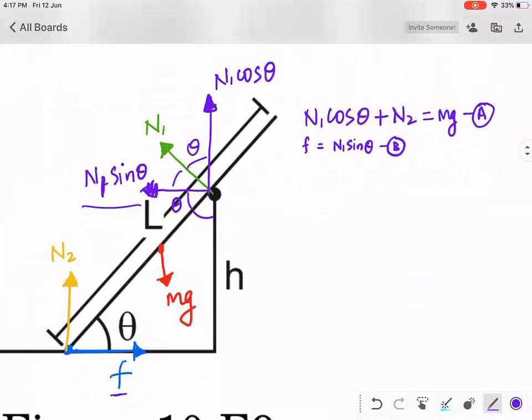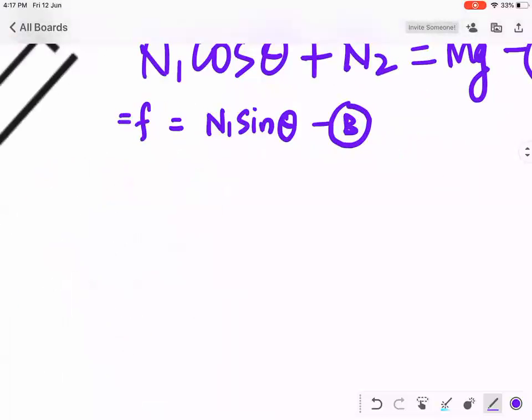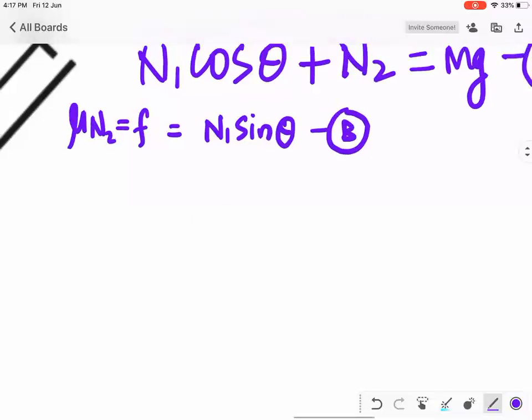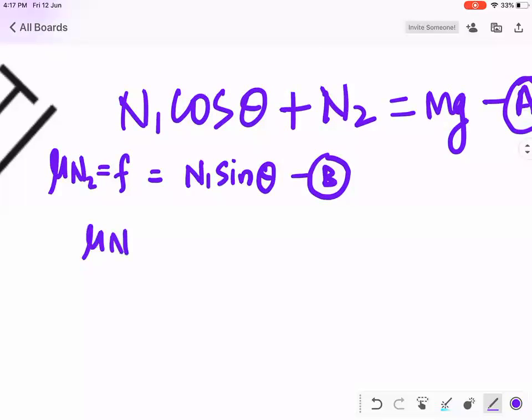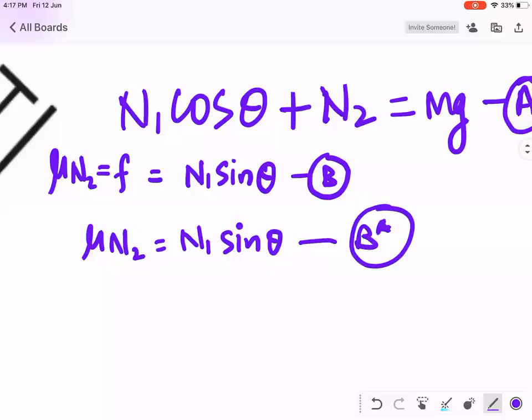Yes, sir. Okay. Now what can I write at the place of F? Mu N2. So F is actually equal to mu N2. Do you agree with this? Yes, sir. So mu N2 is equal to N1 sin theta. Be very careful, kids. This time we cannot afford a mistake. This question is very big. This is modified equation B.